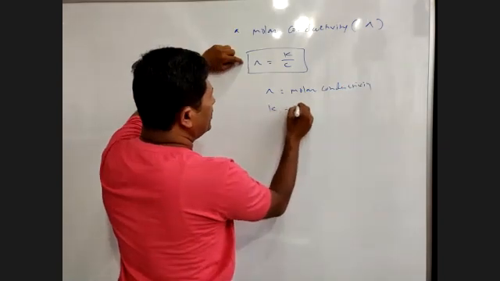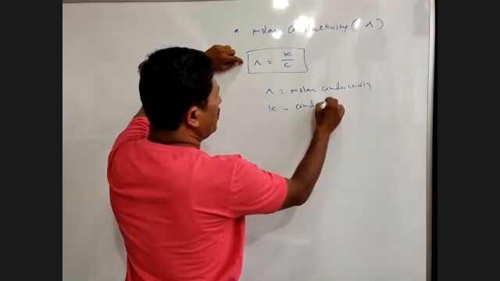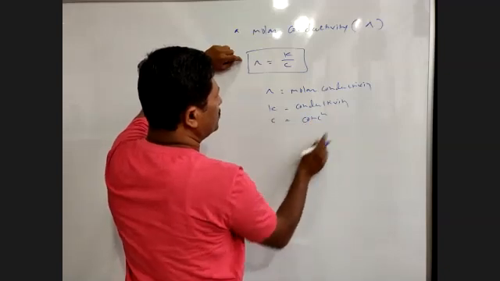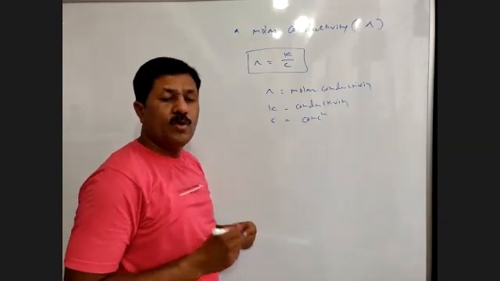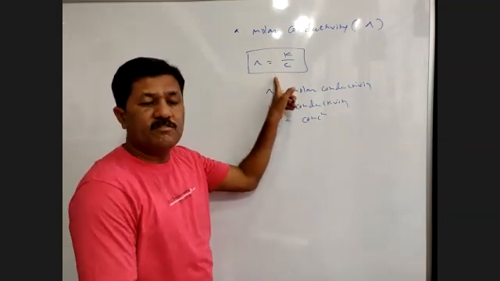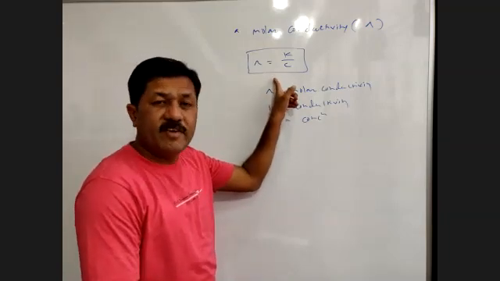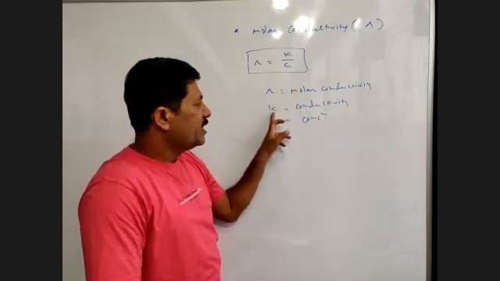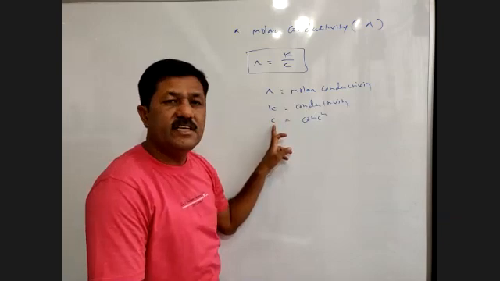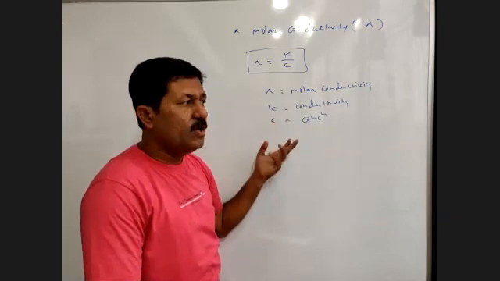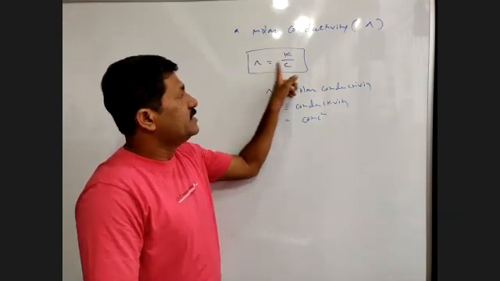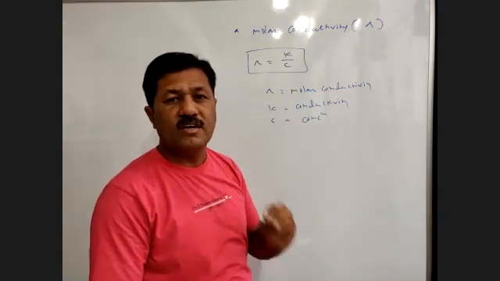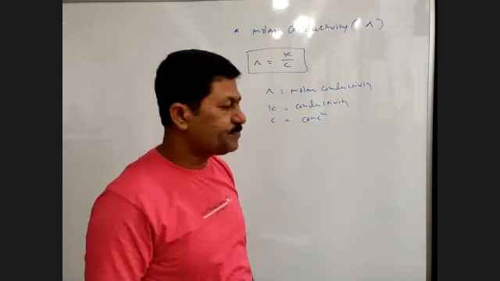Okay, K is nothing but conductivity and C is nothing but concentration. These are the terms. So this is the formula of molar conductivity, also called the mathematical definition of molar conductivity, in which lambda indicates molar conductivity, K indicates the conductivity, and C indicates the concentration of the solution. So molar conductivity is K upon C, that is, conductivity divided by concentration of the solution, is called molar conductivity. This is the mathematical definition.